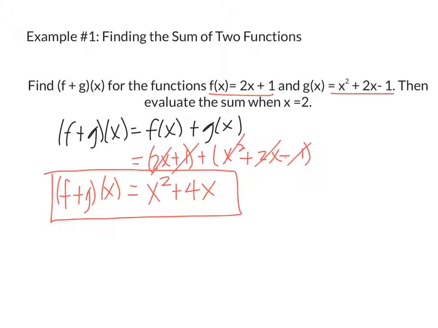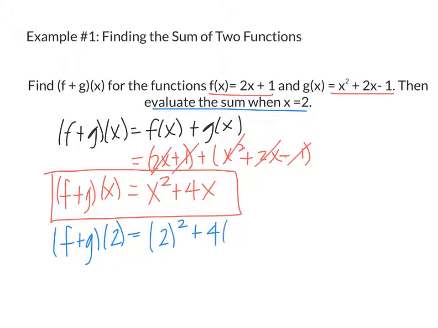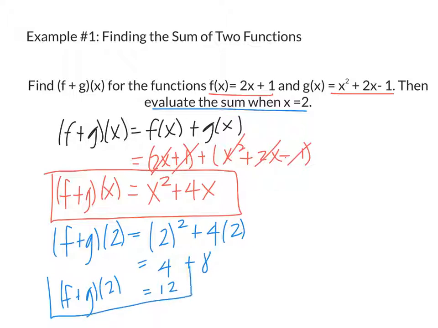Then the second part says to evaluate when x equals 2. So f plus g of 2 would just be me substituting 2 inside. So that'd be 2 squared plus 4 times 2. Now 2 squared is 4, 4 times 2 is 8. Our answer is 12. So again, f plus g of 2 equals 12.